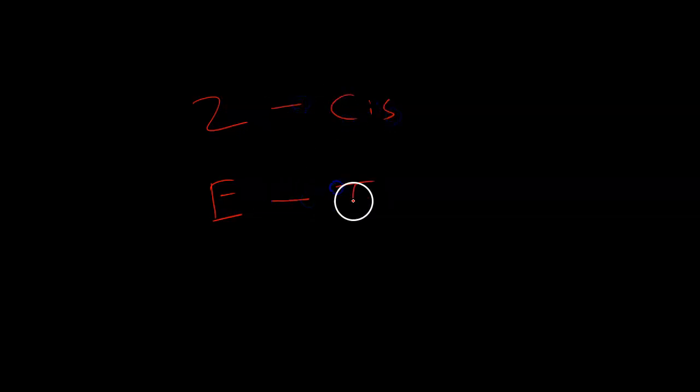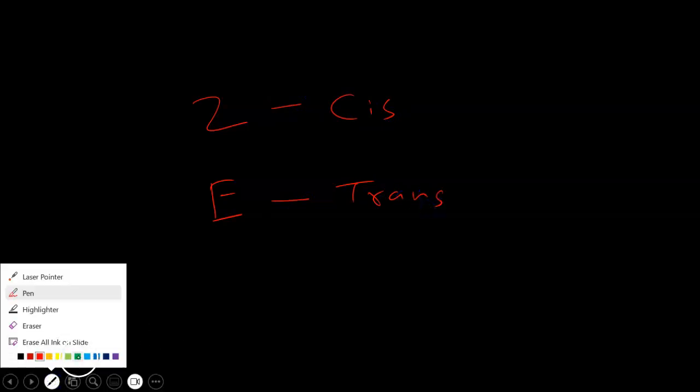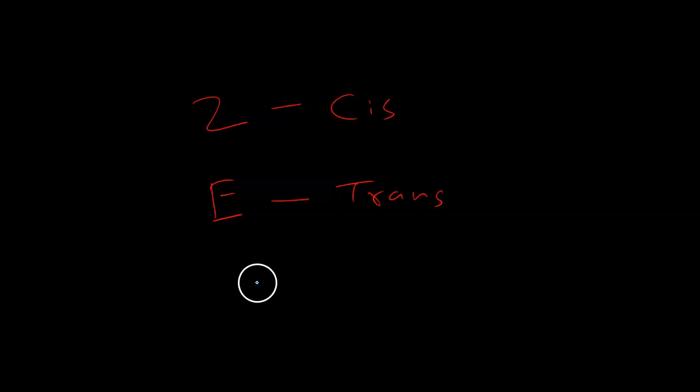So the very first thing to know is that in this nomenclature, don't make a mistake between Z and E. Z means cis and E means trans. And how to remember that? Alphabetically, when you see, C comes first, A, B, C, D, and Z comes last.